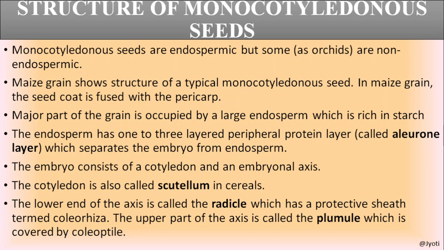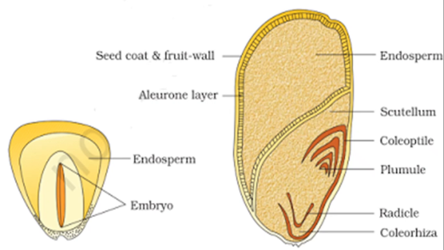And in the case of monocots, the cotyledon is membranous, and that is called the scutellum. Here you can see the picture, and this diagram often comes in your exam as a 2 or 3 marks question. So here you can see that this is the structure of a grain, a maize grain, and this is the seed coat. Then the maximum portion is the endosperm, here is the labeling of the endosperm. Then this portion is the embryo.